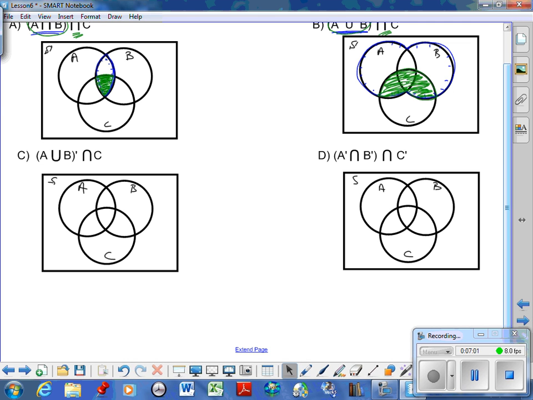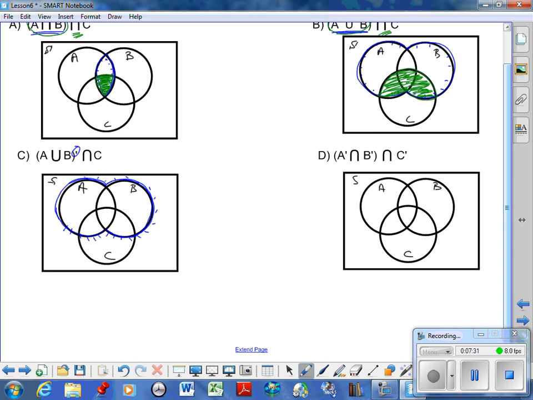Okay, complement in there. So let's do A union B. Do the brackets first. So I'm going to outline my A union B circle. Okay. Now it's a complement. It's a complement, so it's a not, right? So I would color in A union B, not. That would mean I'm actually going to color outside of A and B.